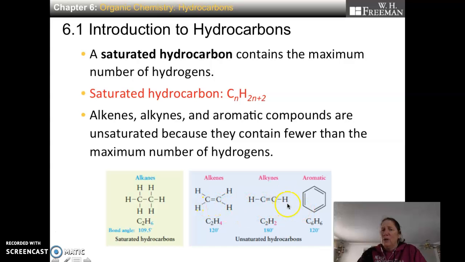And an aromatic tends to look a lot like an alkyne formula-wise, because you have those single double bonds. So again, when we're talking about saturated versus unsaturated, saturated has the maximum amount of hydrogen, and it's just the alkanes. Alkenes, alkynes, and aromatics, those are unsaturated because you've got room to add stuff.